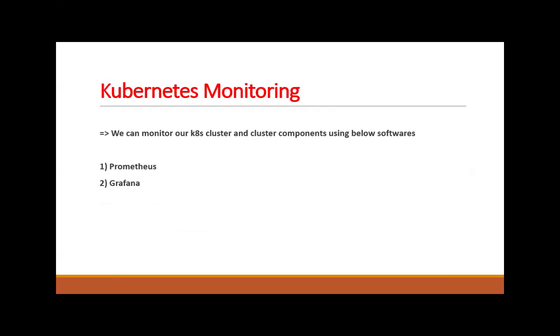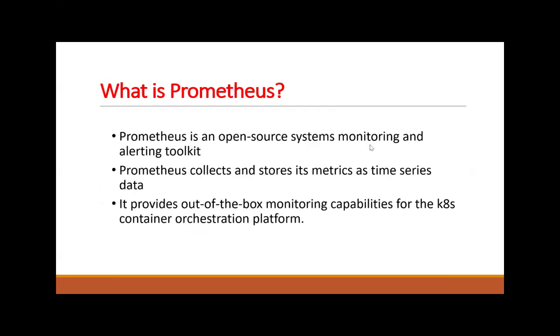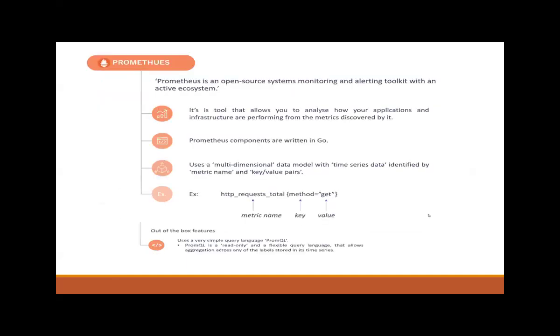So Kubernetes monitoring. We can monitor our Kubernetes cluster components using the below software: Prometheus and Grafana. Prometheus is an open source system monitoring and alerting toolkit. Prometheus collects and stores its metrics as time series data. It provides out of the box monitoring capabilities for the container orchestration platform.